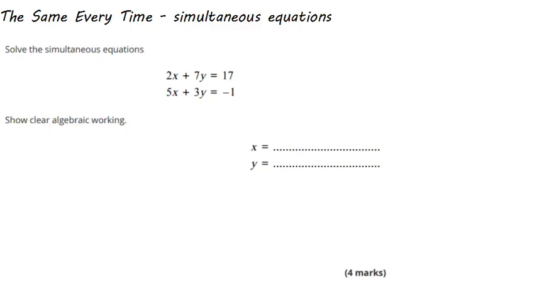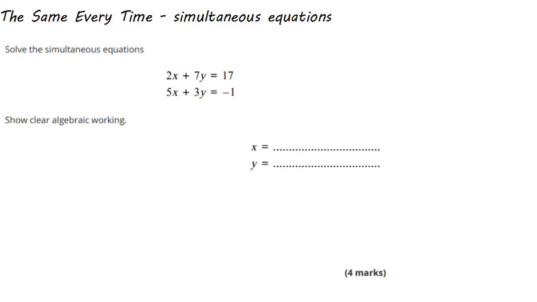The first thing to do here, though, whenever you see a question like this with simultaneous equations, is to check they are written properly. They always have to be written something x, something y equals some number. So in this case they are, so no problems. No problems with this one at all.